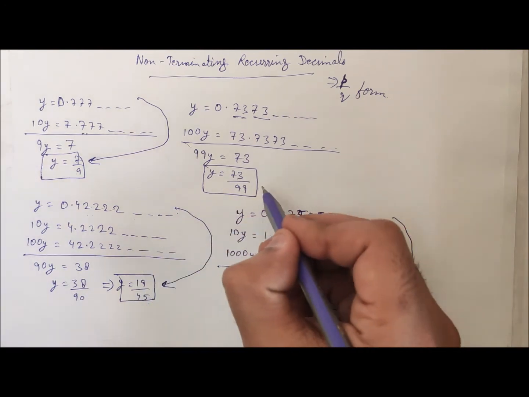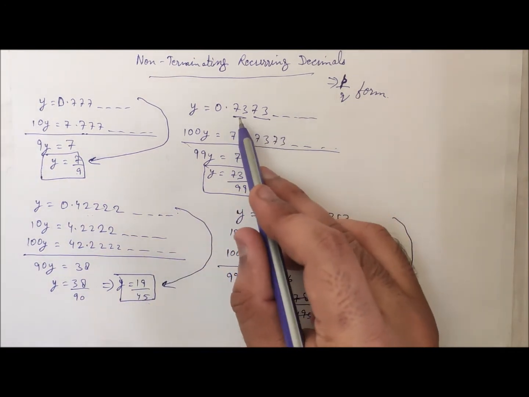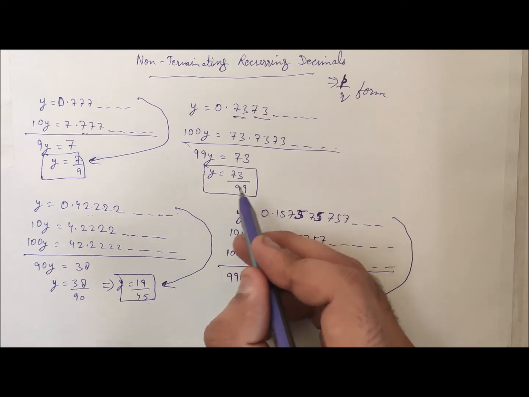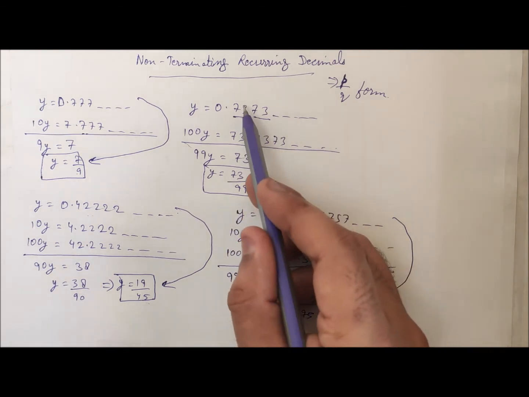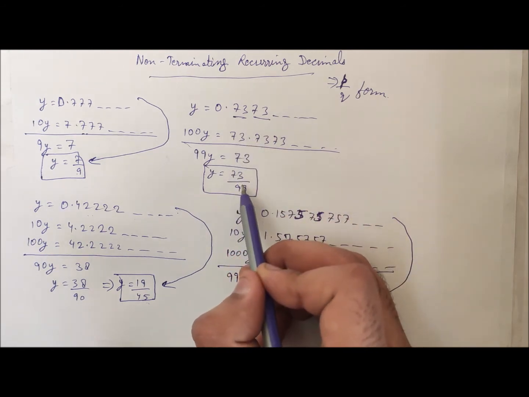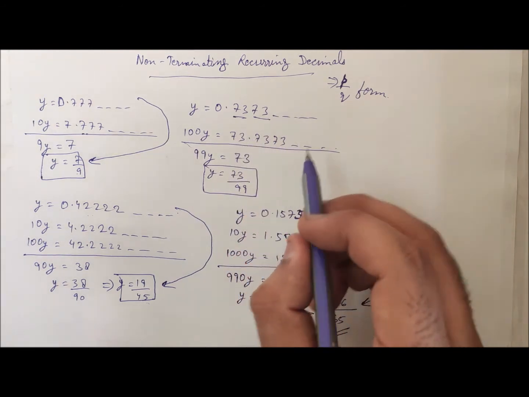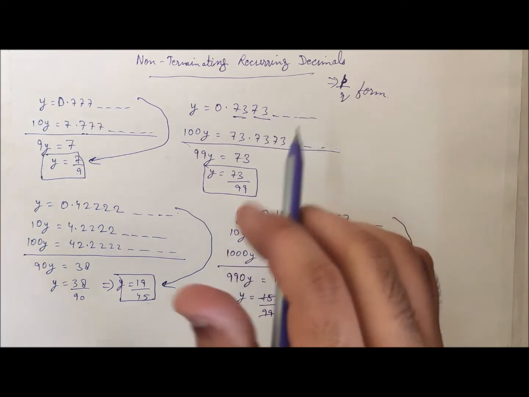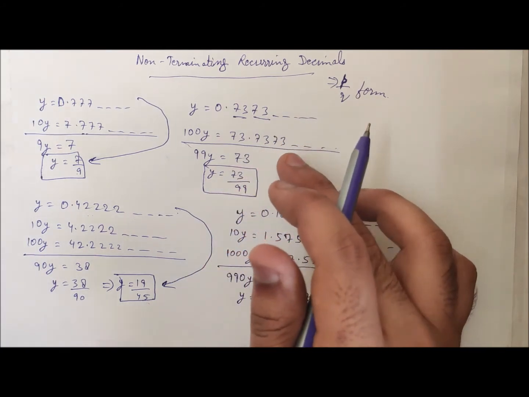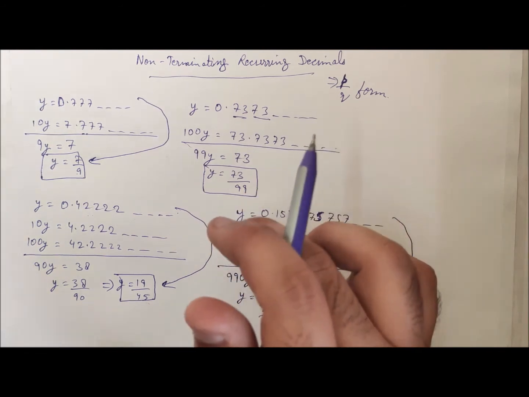Let's look at this question. There were 2 digits that were being repeated. I put 2 9s in the denominator, that is 99, and since 73 were the digits being repeated, I put 73 in the numerator. So whatever is being repeated, put it in the numerator. The number of digits being repeated, put that many 9s in the denominator.